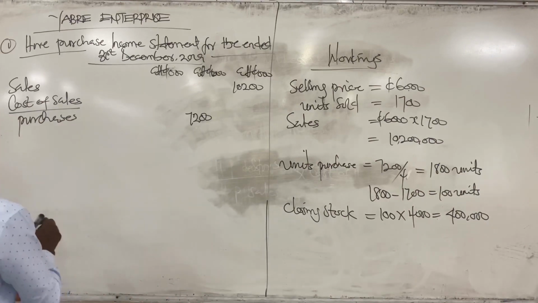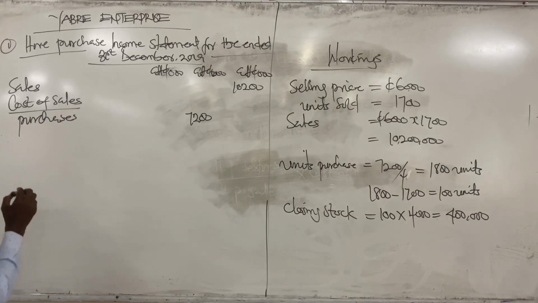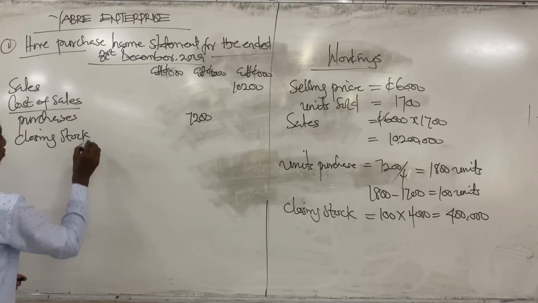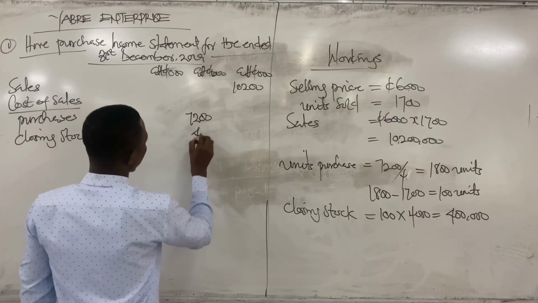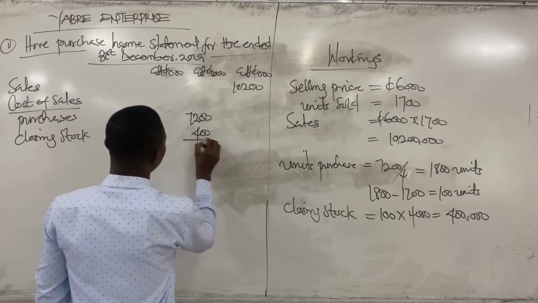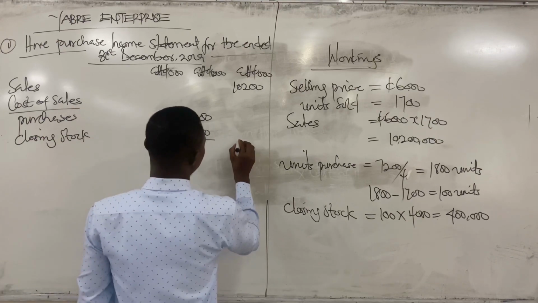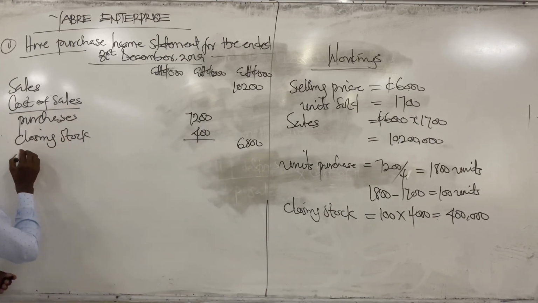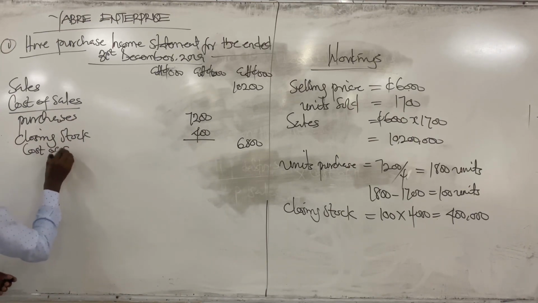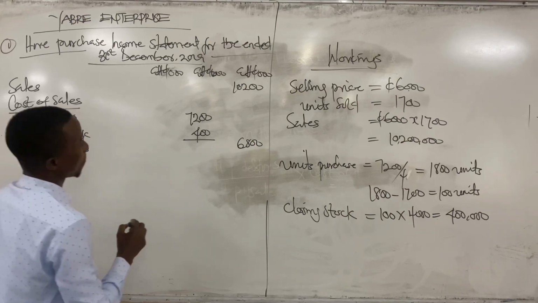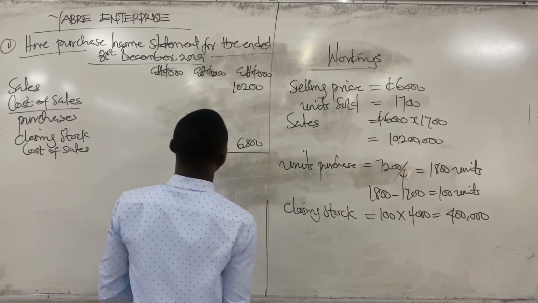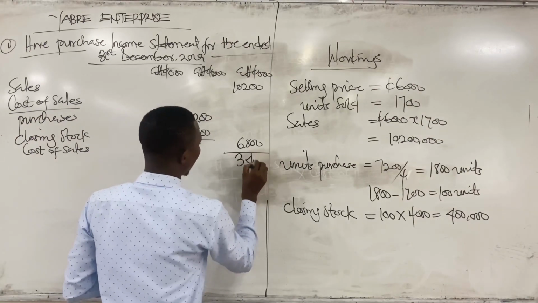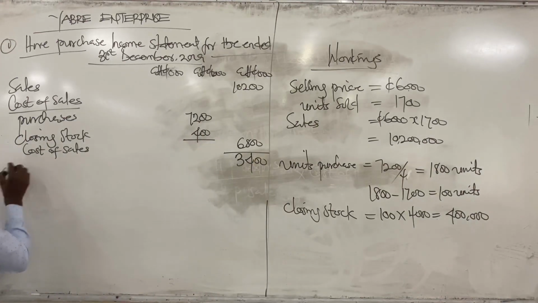So we take the closing stock from the purchases. The closing stock amount is 400,000, 3 zeros is up, and this will give us 6,800, and this amount is the cost of sales. Now we take the cost of sales from the total sales, and that is going to give us an amount of 3,400 as our gross profit.